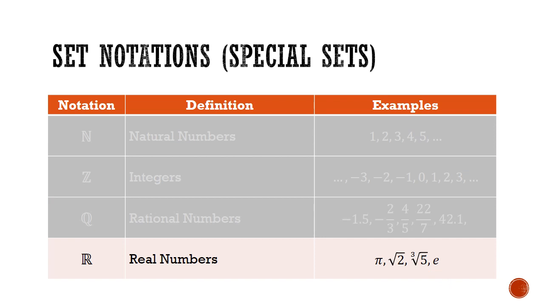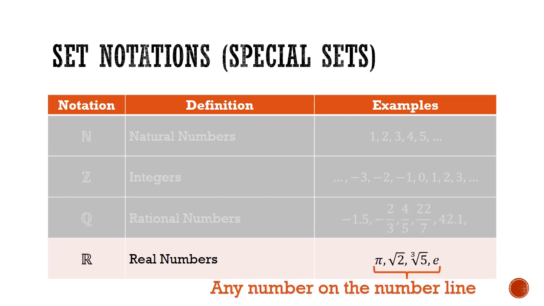The letter R is a symbol used to represent real numbers. This would include all the other irrational numbers like pi, square root 2, and e, and this could be any number that is located along the number line.